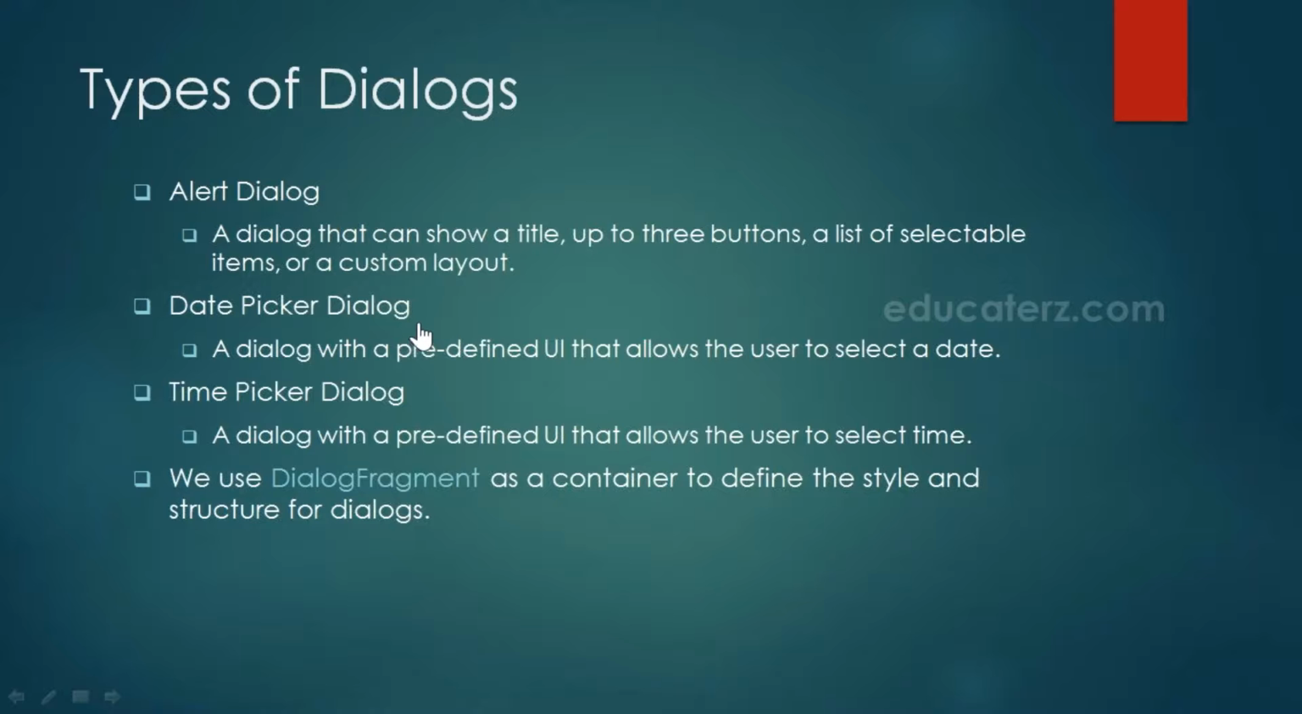In the date picker dialog, the name itself tells you that you are going to pick a date from that dialog. It is available by default with a predefined UI, which allows the user to select a date. The time picker dialog also has a predefined UI, which allows the user to select the time. We call date picker dialog and time picker dialog picker views or picker dialogs, which have a predefined set of UI given by Android.